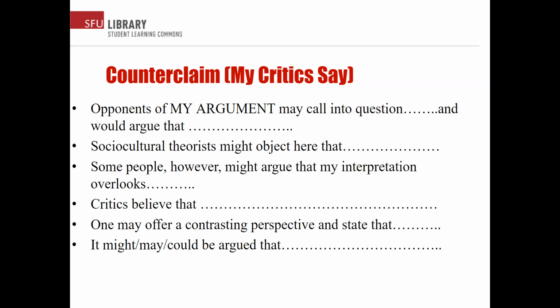So if you don't know a real, let's say, a scholar or a real theory that might be used as a counter argument, then you can imagine one. Then you can use a template like, one may offer a contrasting perspective and state that, or it may, or it might, or it could be argued that.